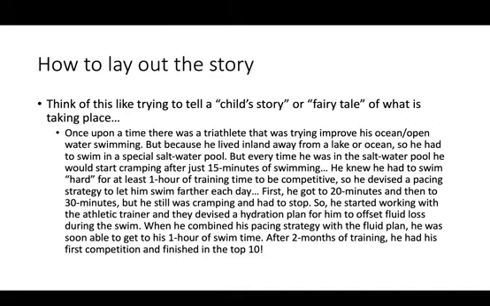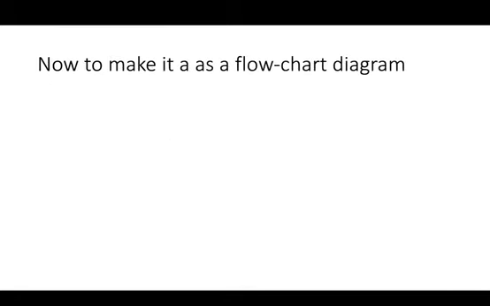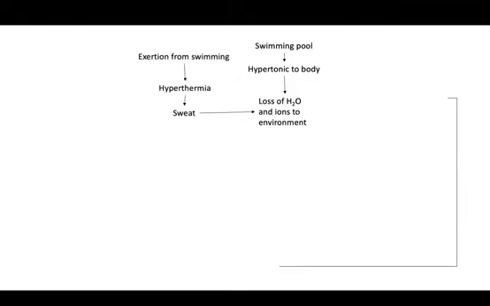How can we tell this in terms of a flowchart? And so what we're trying to do here with the flowchart is we're trying to tell a storyboard. So we start off with swimming in a pool that is hypertonic to the body, which is going to lead to loss of water and ions to the environment. But we also have the exertion of swimming leading to increased body temperature, which is going to cause us to sweat, which is also going to cause us to lose water and ions to the environment.